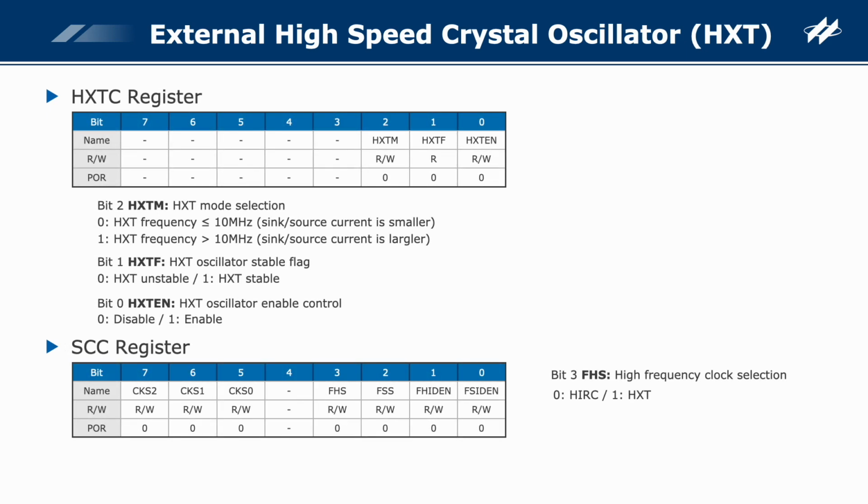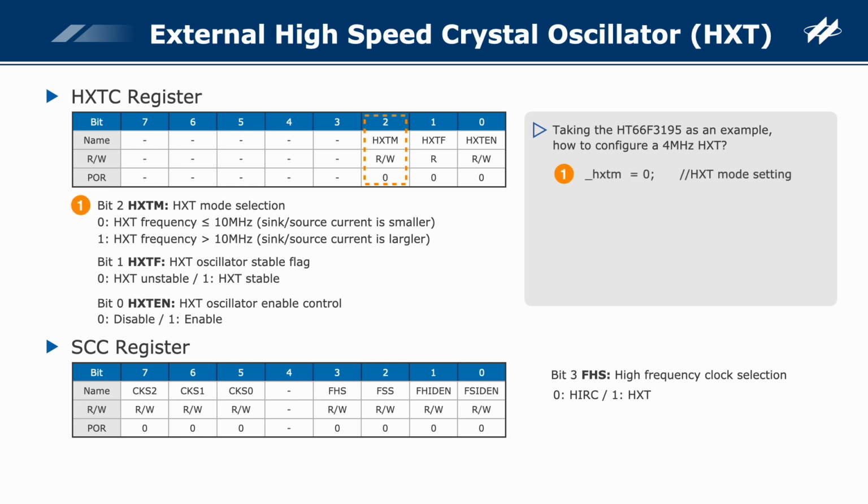For the HT8 MCUs, the external high-speed crystal oscillator is configured using the HXTC and SCC registers. Take the HT66F3195 as an example. When the frequency of the externally connected passive crystal oscillator is 4 MHz, how can we configure this external high-speed crystal oscillator to work properly?